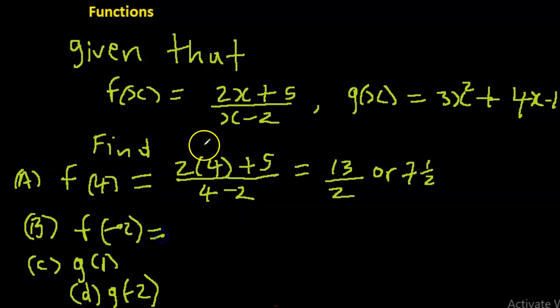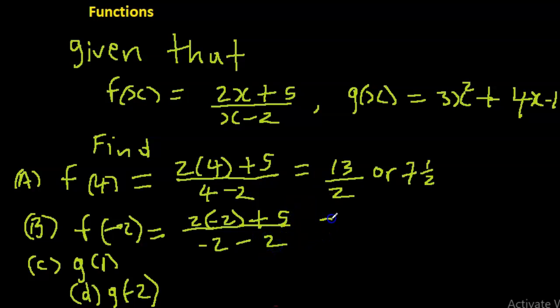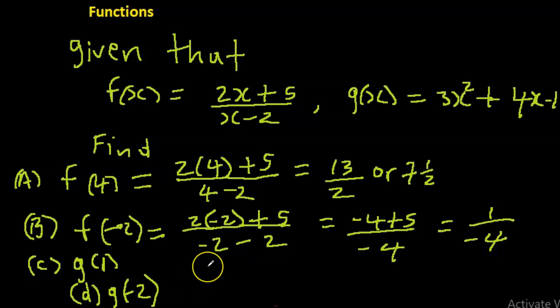Next one, f of minus 2. Again, we come to this function here, and we're going to replace the x value with minus 2. So 2 times x becomes 2 times minus 2 plus your 5, all over. Remember, we're finding f of negative 2, so you're replacing the x value with negative 2. So that becomes negative 2 minus 2 in the denominator. So what we'll have here now is 2 times minus 2, that's minus 4, plus 5, over minus 2 minus 2, I don't keep the sign, that's minus 4. Negative 4 plus 5 is 1, over minus 4, right? So that one is negative a quarter.